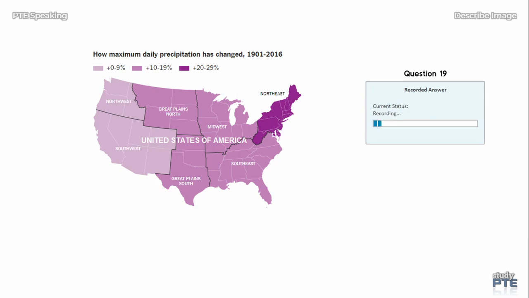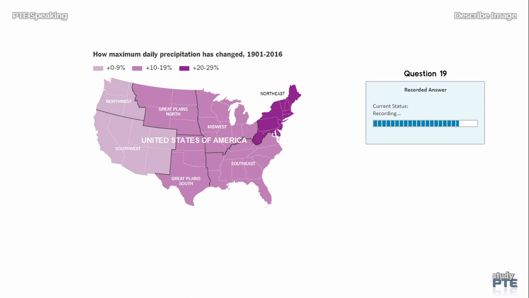The given image shows information about how maximum daily precipitation has changed in the United States of America from 1901 to 2016. It also provides information in various categories such as Southwest, Great Plains North, Great Plains South, Midwest, and Southeast. It is clearly visible from this image that the highest precipitation was recorded in the Northeast, which is 29%. On the other hand, the lowest was recorded in the Northwest, which is 9%.